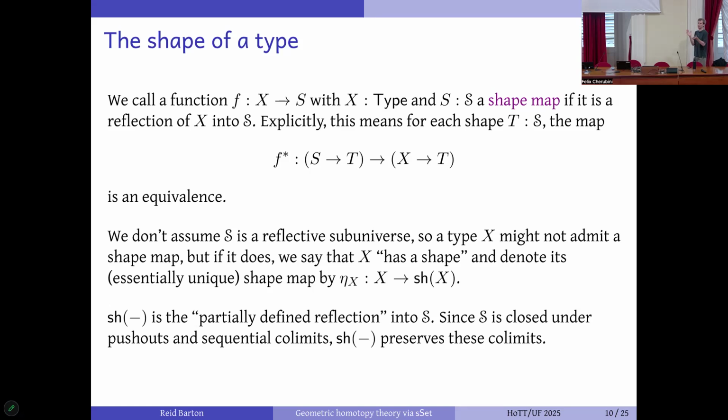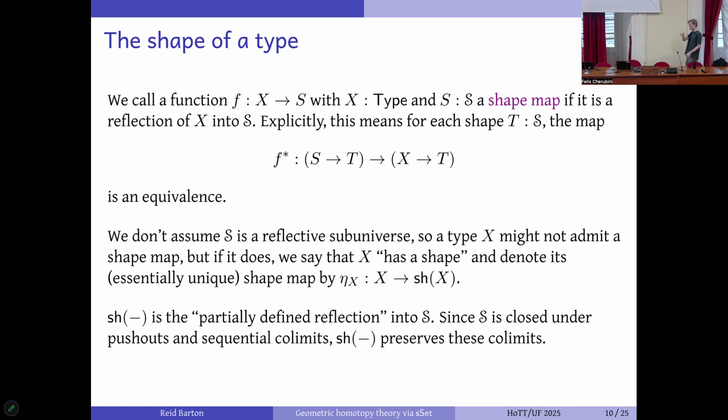Again, S is not a reflective subcategory, but there will be some objects that do have a pointwise defined reflection into the subcategory. And when that reflection exists, I call it the shape of the type, and I write it with SH, the SH from the diagram at the start. This shape has some good properties because my universe of shapes is closed under pushouts and sequential colimits. So if you try to reflect into such a universe, that reflection will also commute with pushouts and sequential colimits.